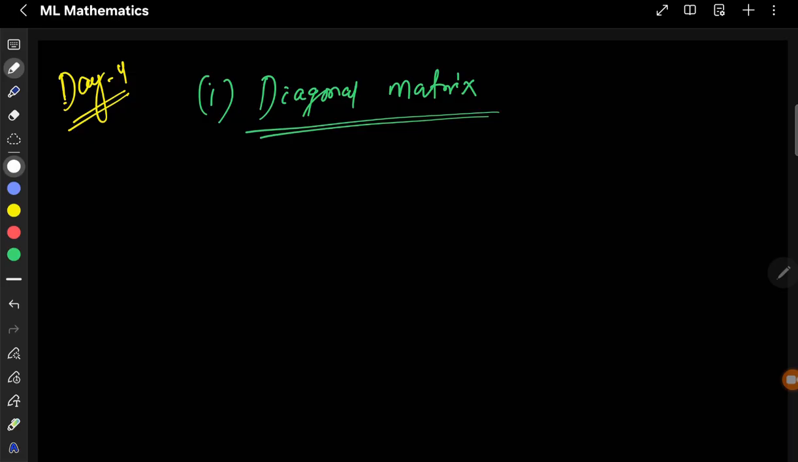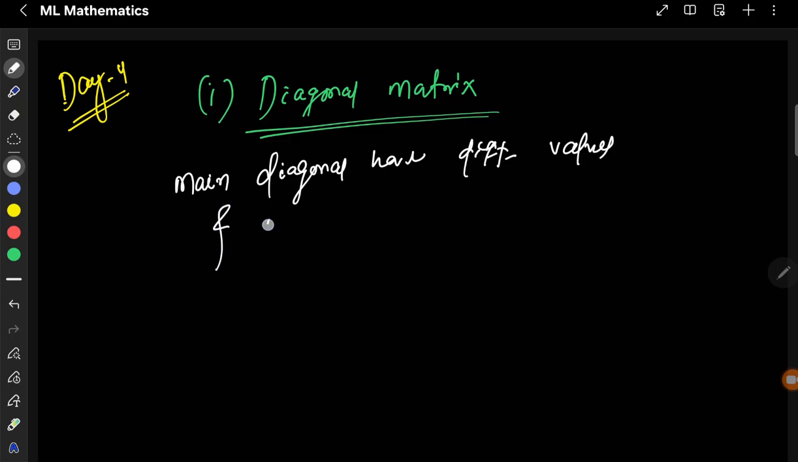Out of those special matrices, one is the diagonal matrix. And diagonal matrix means what? We have seen the identity matrix. In an identity matrix, all elements should be 0, and only your main diagonal elements will be 1 1 1 1, only 1s. Similar kind of concept, but here there is a little bit of change. What I am trying to say here is that my main diagonal can have different values, and the other elements should be 0.